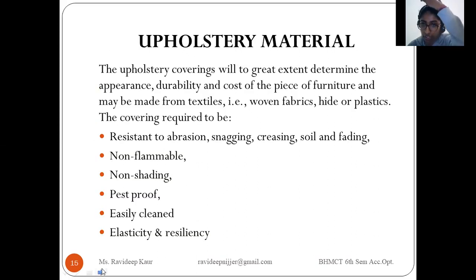Next, we have upholstery material. The upholstery covering will, to a great extent, determine the appearance, durability, and cost of the piece of furniture, and may be made from textiles. The appearance of the covering is what matters the most, along with its durability and its cost. These are the things kept in mind. The upholstery covering is made from textile, which could be woven fabrics, hide, or plastic.